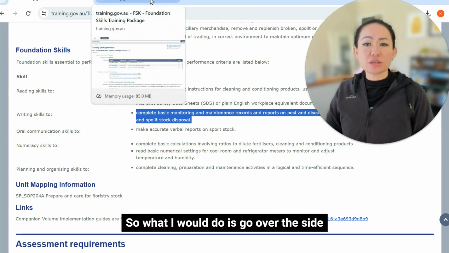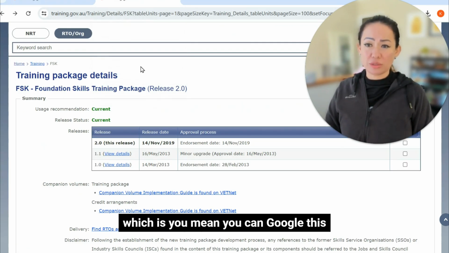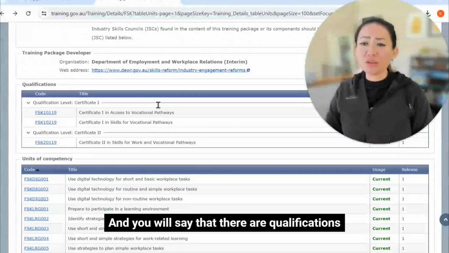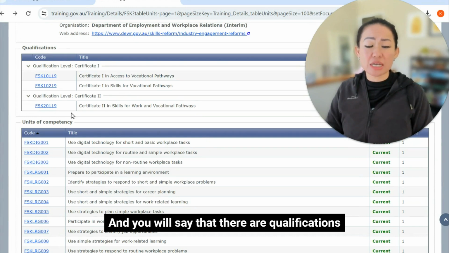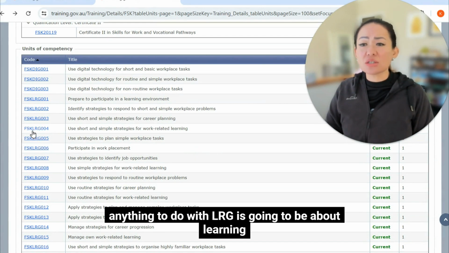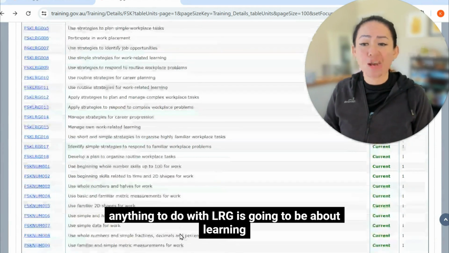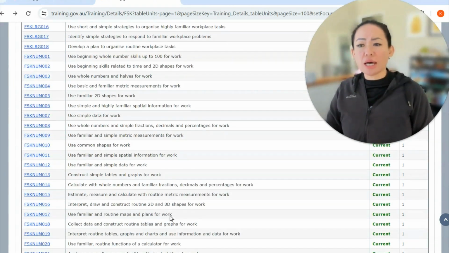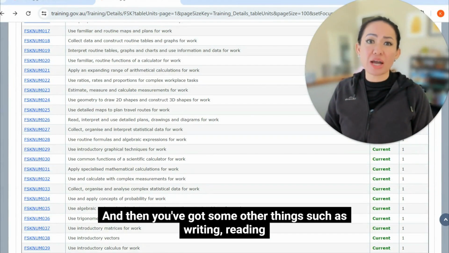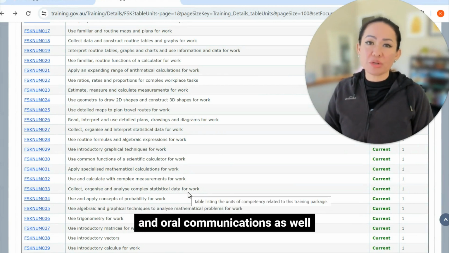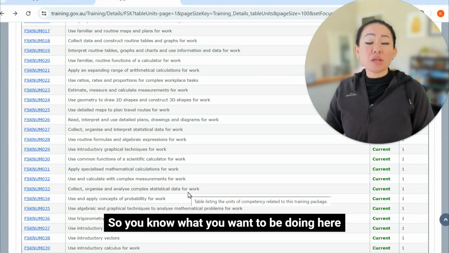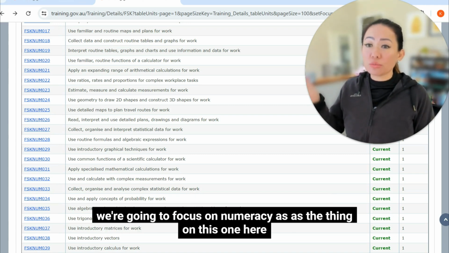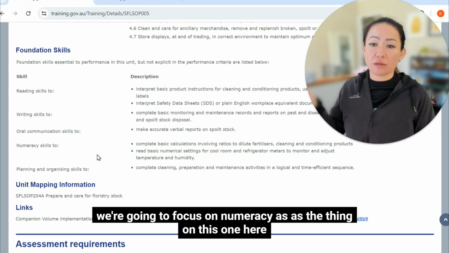So what I would do is go over to the site, which, I mean, you can Google this, it's the Foundation Skills Training Package. And you will see that there are qualifications and units of competency. Anything to do with LRG is going to be about learning. NUM is about numeracy, and then you've got some other things such as writing, reading, and oral communications as well. So say for argument's sake, we're going to focus on numeracy as the thing. Oh, this one here.